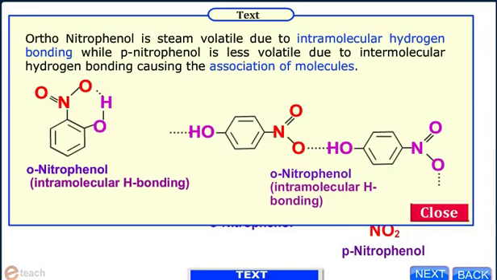Orthonitrophenol is steam volatile due to intramolecular hydrogen bonding, while paranitrophenol is less volatile due to intermolecular hydrogen bonding, causing the association of molecules.